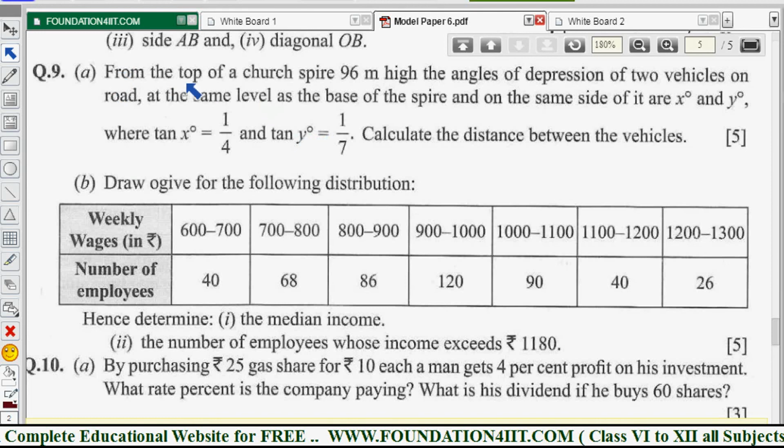In this one, from the top of a church spire 96 meters high, the angle of depression of two vehicles on the road at the same level as the base of the spire and on the same side of it is x degrees and y degrees. So the tan x value and tan y value are given. Calculate the distance between the vehicles. If you draw the diagram, you understand clearly. Let me show you.